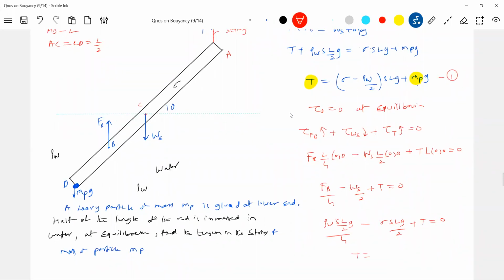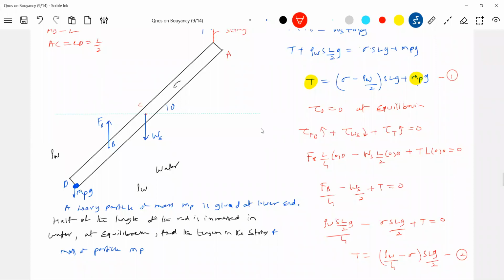So what is the tension equal to? Rho W by 4 minus sigma, SLG by 2. With this value of tension substituted, I'll come to know what the mass of the particle is. So this is about the equilibrium.